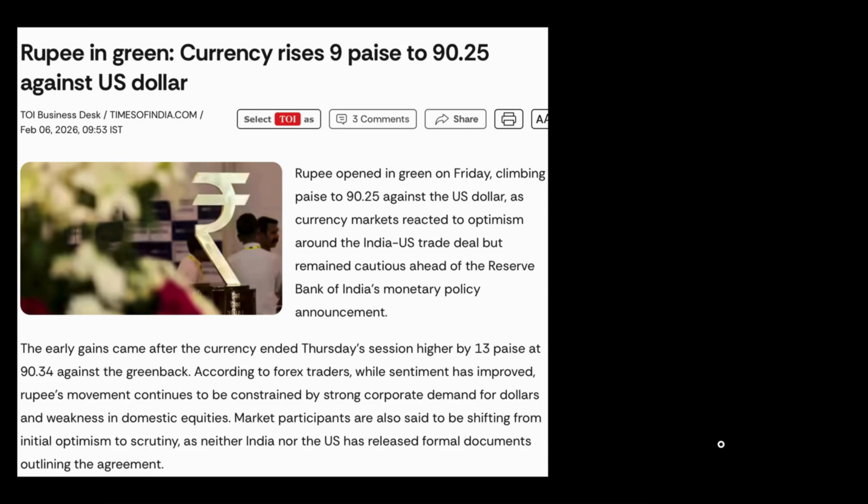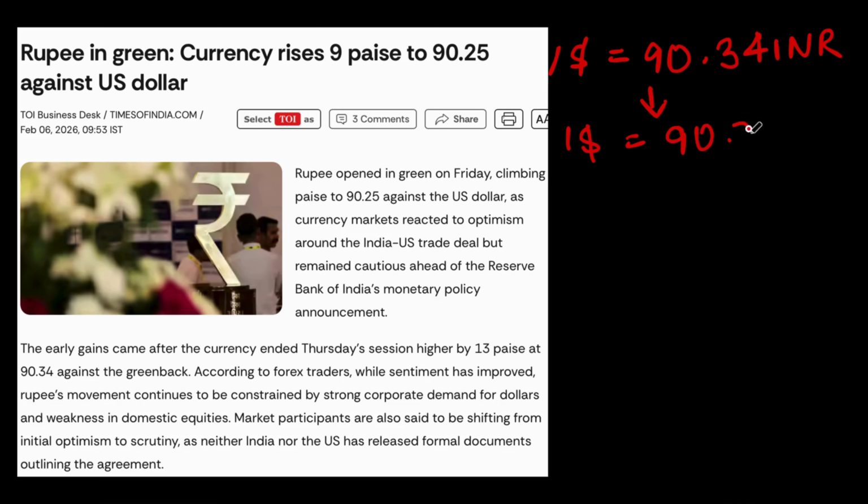Okay, what is happening here in the case study, if you read it, they are saying that rupee in green currency rises 9 paise to 90.25 against US dollar. Okay, so what they mean to say here is $1 was 90.34 INR, which has changed to $1 equals 90.25 INR. This is what they are trying to say. Okay, the very basic understanding is fewer rupee for dollar, right? Fewer rupee for dollar.